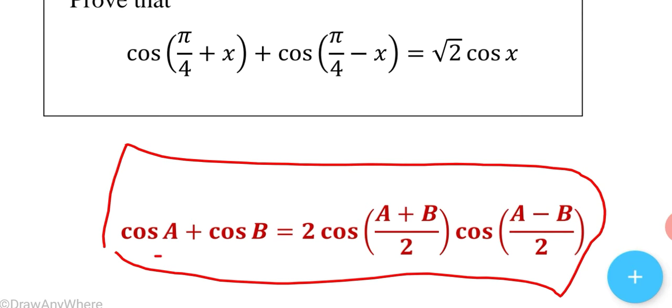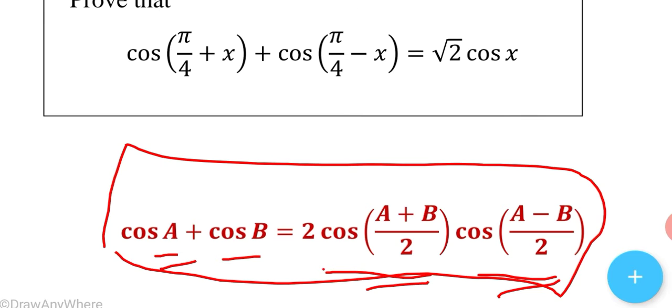Cos a plus cos b equals 2 cos of (a plus b) by 2 into cos of (a minus b) divided by 2. This identity is used to convert a sum of angles into a product. Here cos a plus cos b is the sum of angles, which is converted into the product 2 cos of (a plus b) by 2 into cos of (a minus b) by 2.